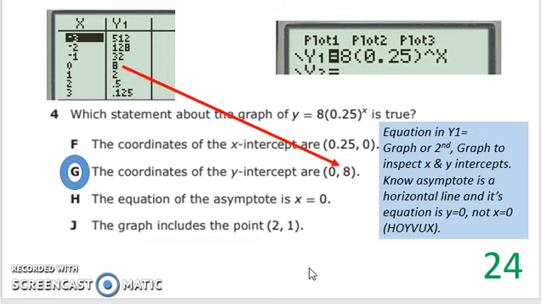Okay, remember the asymptote is a horizontal line. Use your Hoivuk's information, knowing that an asymptote will start with the letter y. So the asymptote in this problem is y equals 0, not x equals 0.